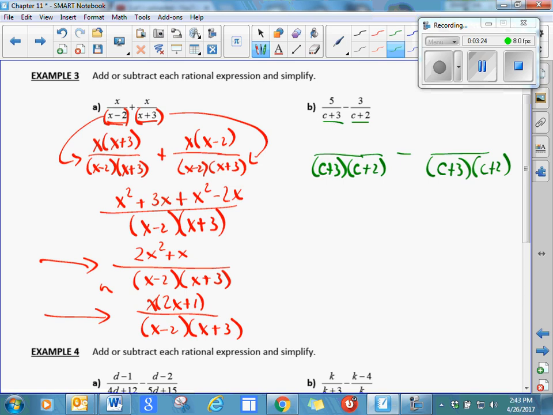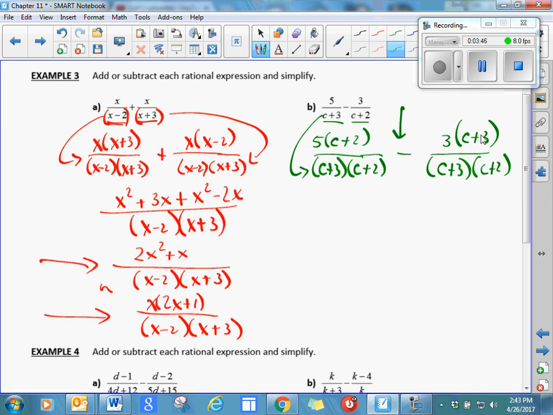Ask yourself, how can I get from here to here? What's missing? I've got the c plus 3. I need the c plus 2. So that's what I have to multiply the 5 by. This has the c plus 2. I need to multiply the 3 times the c plus 3. Don't forget to spread your work out and keep an eye on this minus sign.